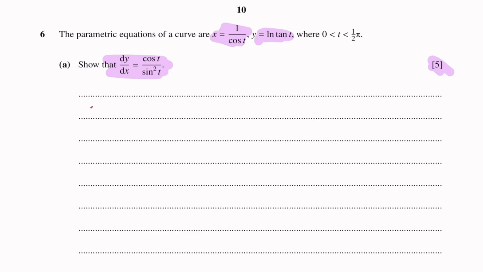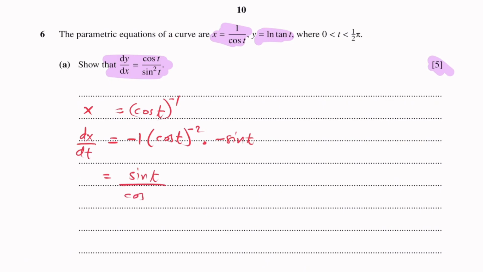Okay, so the x, I'm going to write as cos t to the power negative 1, and then I can differentiate the whole thing. So dx/dt is negative 1 into bracket cos t to the power negative 2. If you subtract 1 from the power, go inside the bracket, you get negative sine t. All right, so we're done, and this is going to give us sine t over cos squared t.